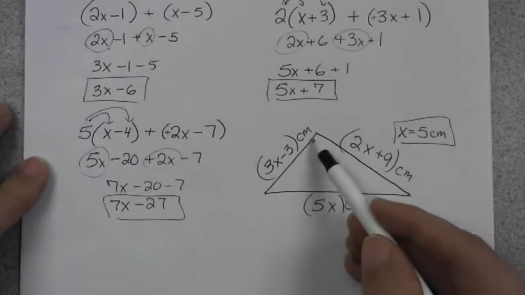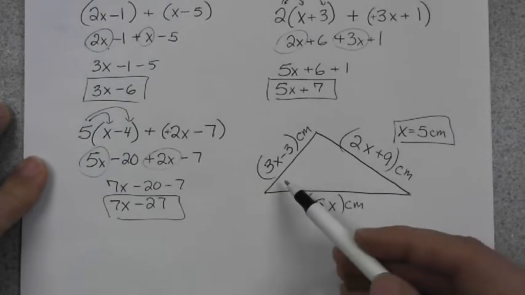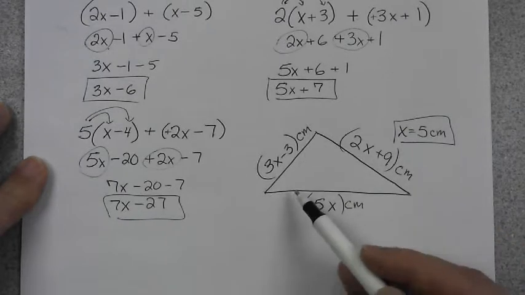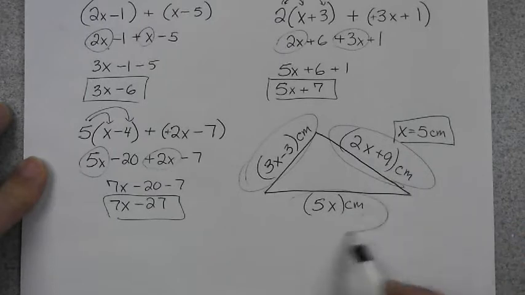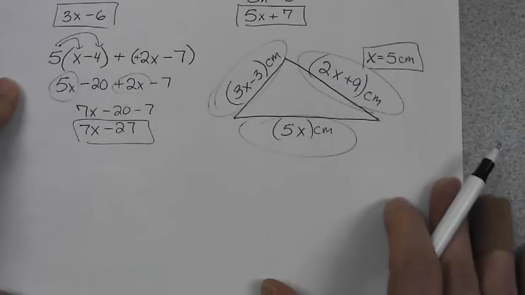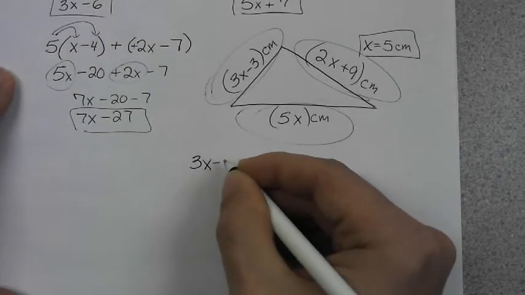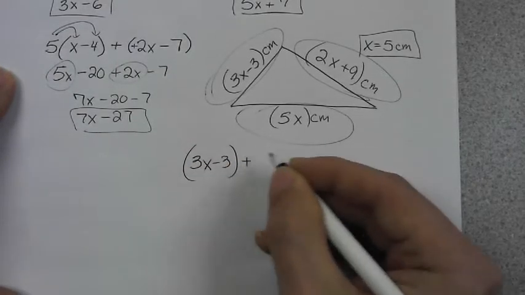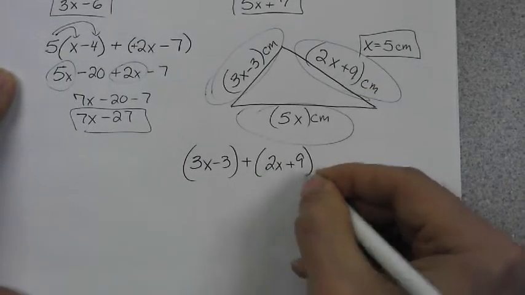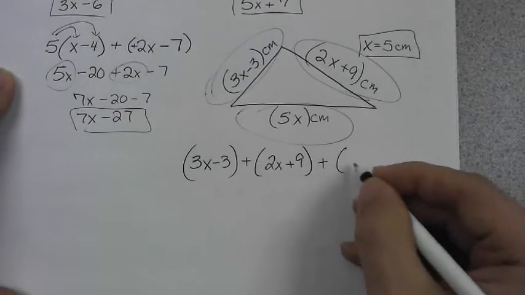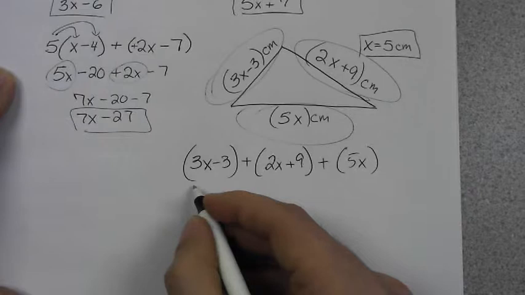So if you know x equals 5 centimeters, let's take a look at this. Well, perimeter is the distance around a closed figure, all the way around. So the perimeter of any shape is going to be the distance all the way around it. So the perimeter for this is going to be this, plus that, plus that. So now they're giving you 3 things to add up. Let's see how this works. We've got 3x minus 3 plus 2x plus 9 plus 5x. So now let's take a look at it. It should be a piece of cake.